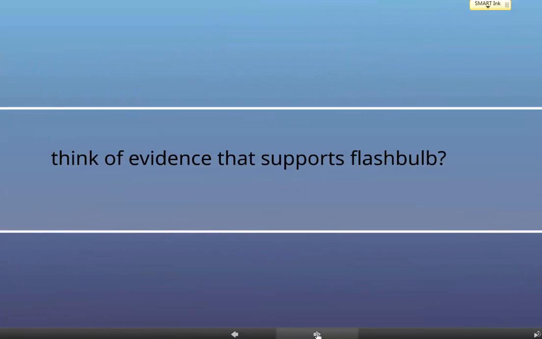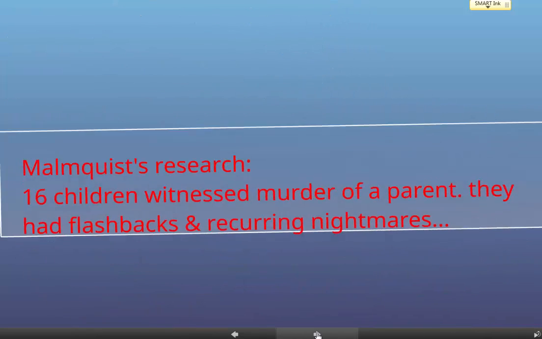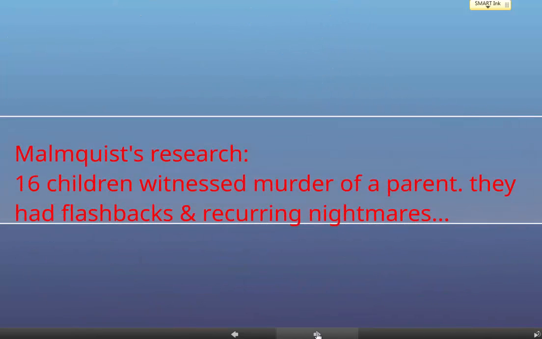How does it dispute repression? Well, think about the evidence we've got for flashbulb memory. Empirical evidence: we've got Malchus' research on 16 children who had to witness the awful trauma of seeing a parent murdered. Now, they didn't repress that information. They actually had flashbacks, they had recurring nightmares, and they recalled it in immense detail. So that obviously counters the idea of repression.